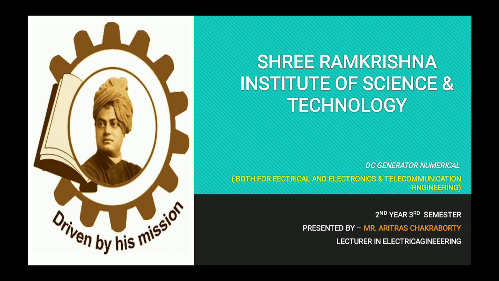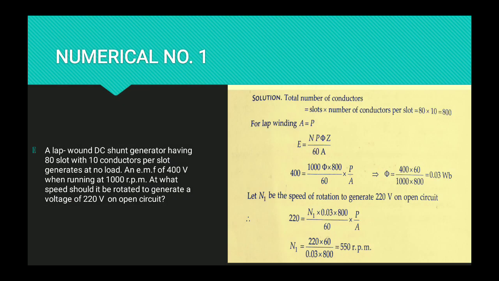Today I am going to solve the numerical problems of DC generator. You can see here the first numerical problem. The statement is that a lap-wound DC shunt generator having 60 slots with 10 conductors per slot generates at no load an EMF of 400 volt when running at 1000 RPM. At what speed should it be rotated to generate a voltage of 220 volt on open circuit?